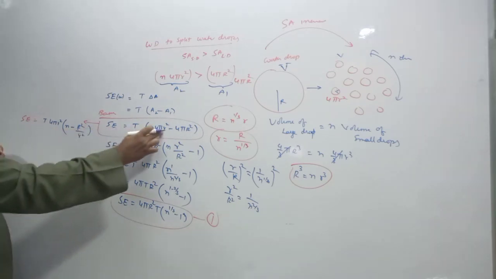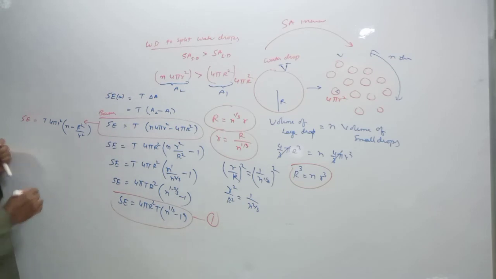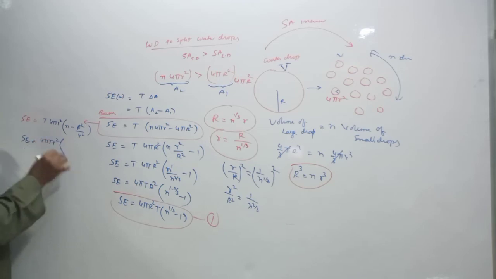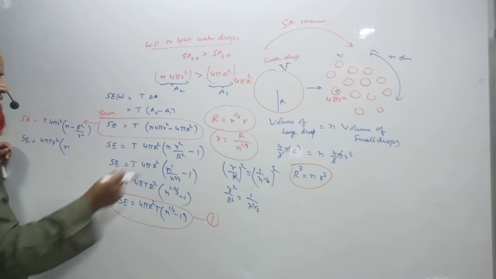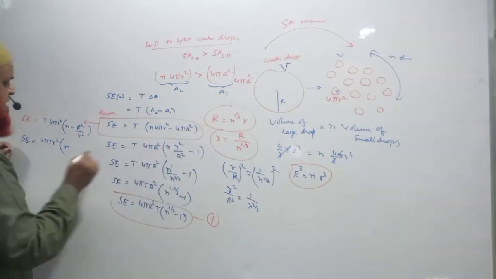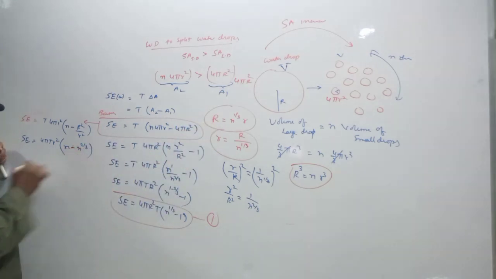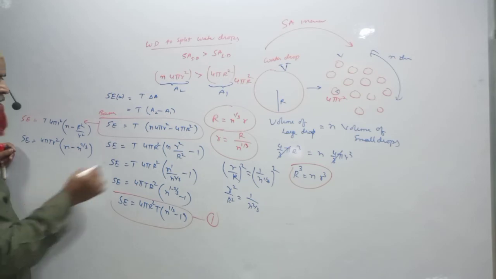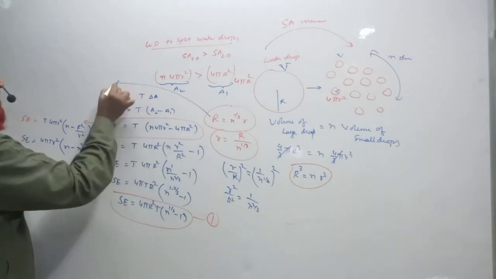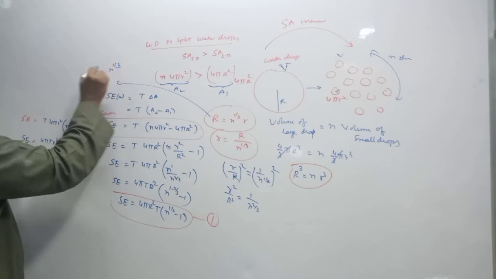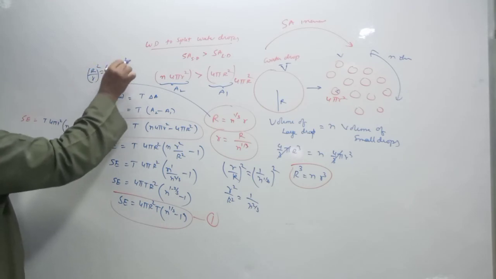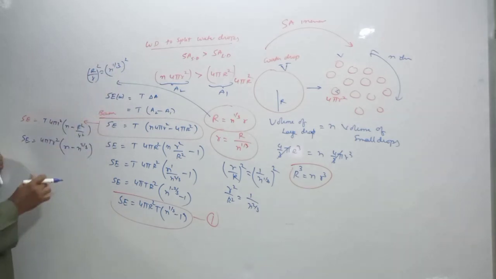If you multiply this, you will get the same thing. So surface energy is equal to 4 pi T into r square, n minus capital R square by small r square. Capital R square by small r square is going to be n power 2 by 3. From this you can take capital R by small r is equal to n power 1 by 3. If you square this one, you have to square this one also, n power 2 by 3. So this is the other formula.